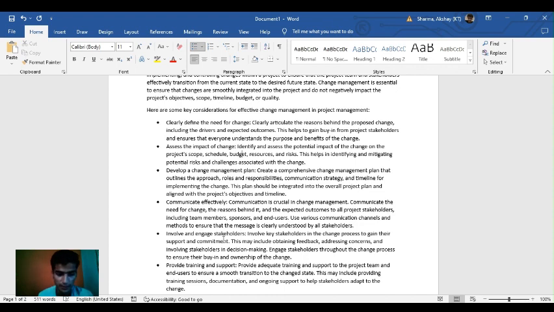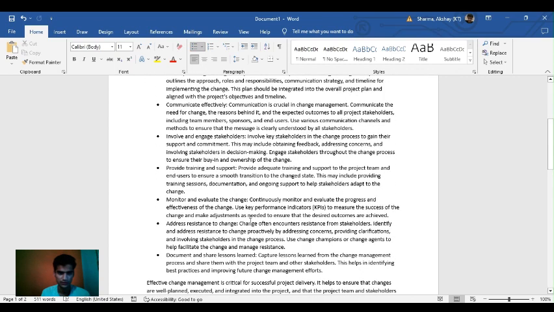We have to develop a change management plan. It's a very important and critical step for creating a comprehensive change management plan that outlines the approach, roles and responsibilities, communication strategies, and the timeline for implementing the change. So this plan should be integrated into the overall project plan and align with the project objectives and the timeline.